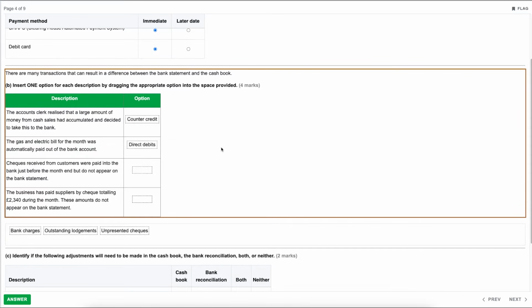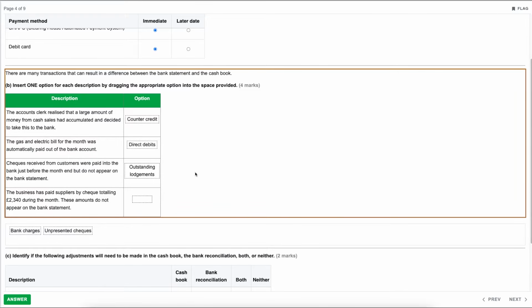So remember, direct debits being variable amounts that are taken from the bank, so obviously being paid out of the bank. So then the next one, checks received from customers were paid into the bank just before the month end, but do not appear on the bank statement. So this describes an outstanding lodgement. So when it refers to income that's been recorded within our cash book, however has not yet appeared on our bank statement, that describes an outstanding lodgement.